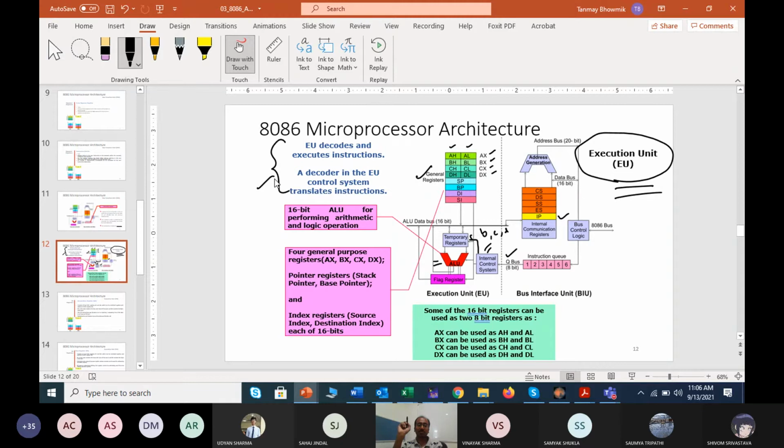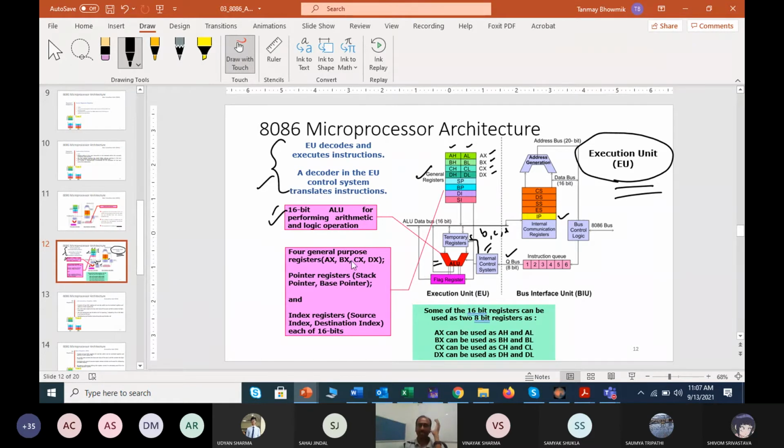Okay, now the next one is the 16-bit ALU for performing arithmetic and logical operations. What is this ALU? What is the function of this thing? ALU stands for arithmetic logical unit, that means the unit that performs arithmetic or logical operations. Basically your system is doing this every time, arithmetic and logical operations.